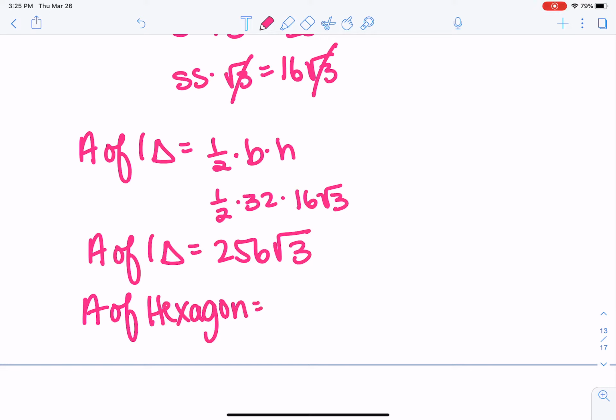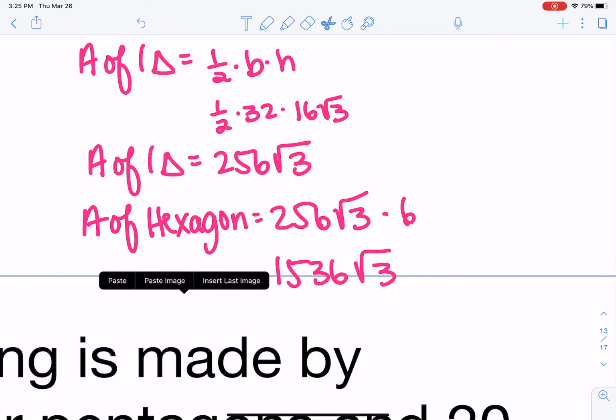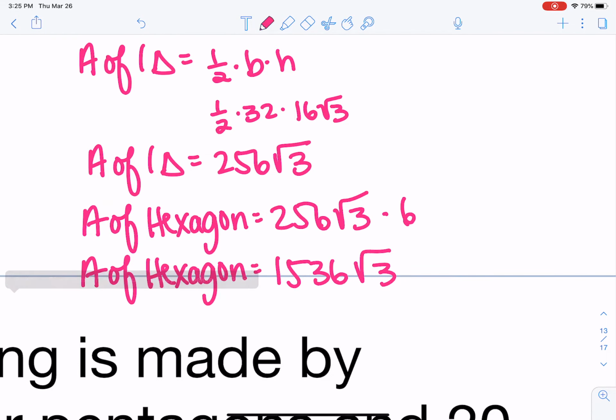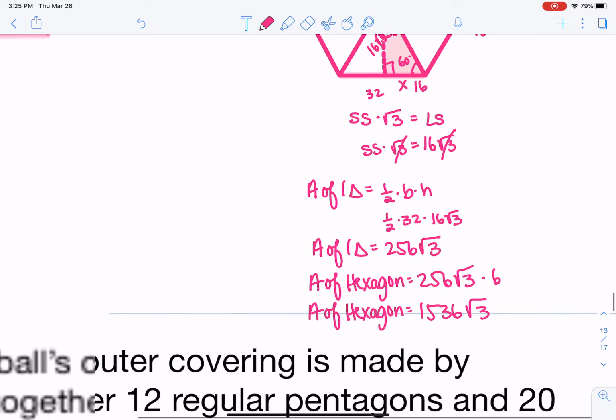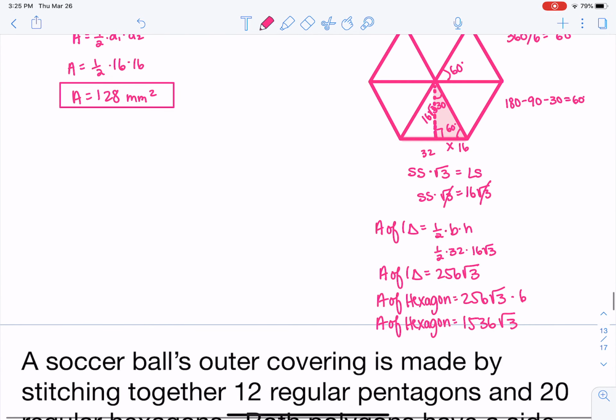I'm just going to take this 256 square root of 3 and multiply it by 6. So the 256 times 6 is 1536 square roots of 3. And that would be the answer that they have on the ACT. Our unit here was inches squared.